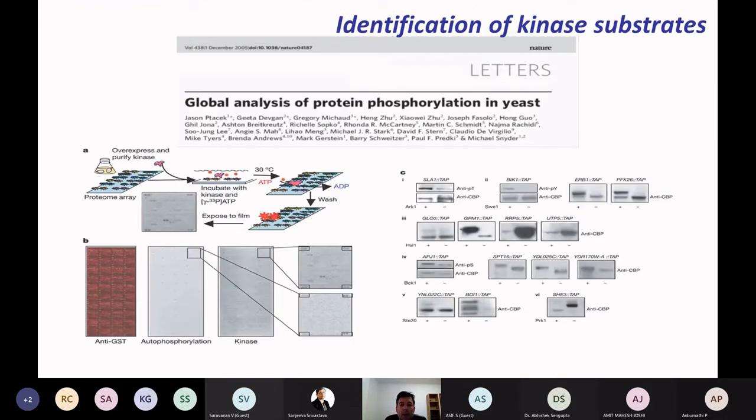The authors also used these yeast proteome arrays to detect substrates of phosphorylation. They incubated the proteome arrays with purified kinases and radioactive phosphorylated ATP. After incubation, the arrays were exposed to a film to detect the radioactivity and identify new substrates, or protein substrates, of the kinase.